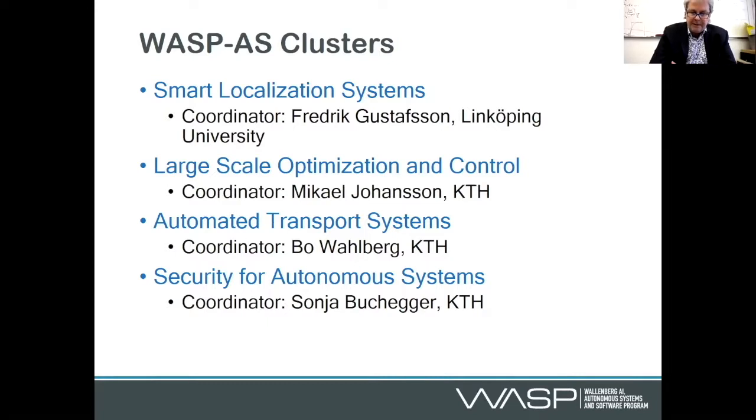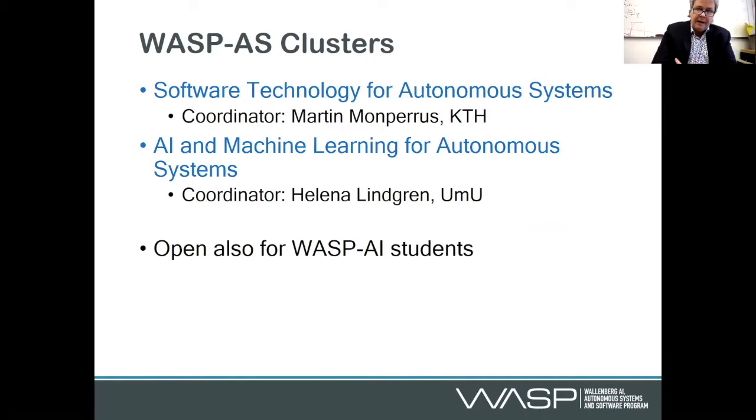We have large-scale optimization and control, led by Mikael Johansson, KTH. We have automated transport systems, led by Bo Wahlberg, KTH. We have security for autonomous systems, led by Sonja Buchegger, KTH. We have software technology for autonomous systems, led by Martin Monperrus from KTH. And then we have AI and machine learning for autonomous systems, led by Helena Lindgren in Umeå. So this is how the research is divided inside the WASP AS part of WASP.